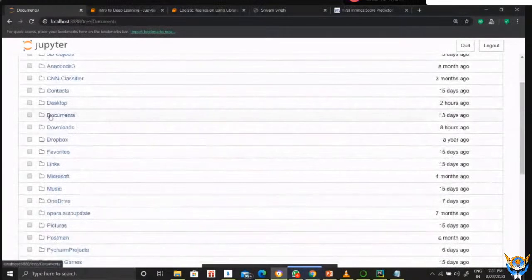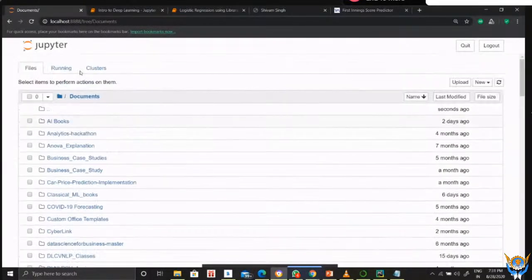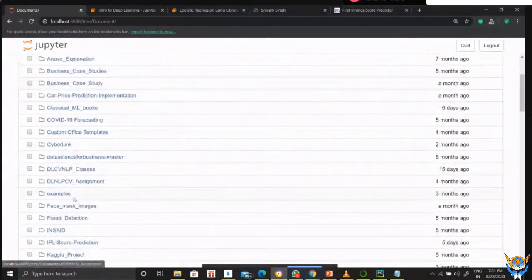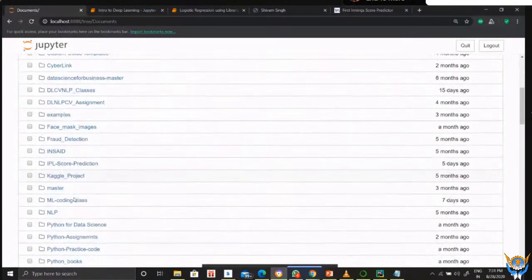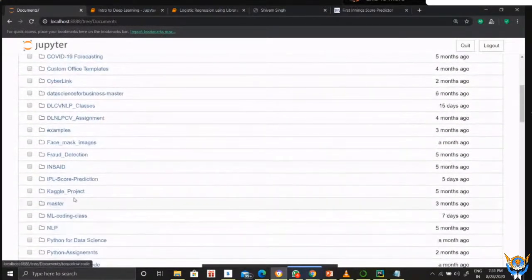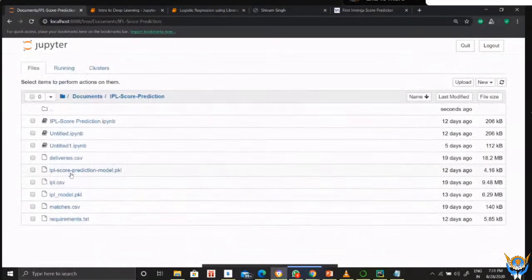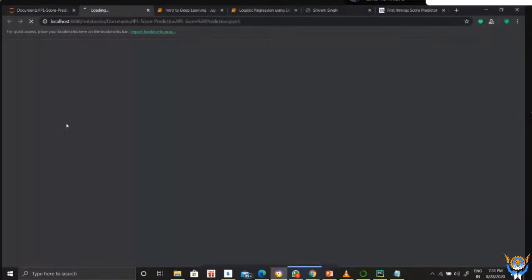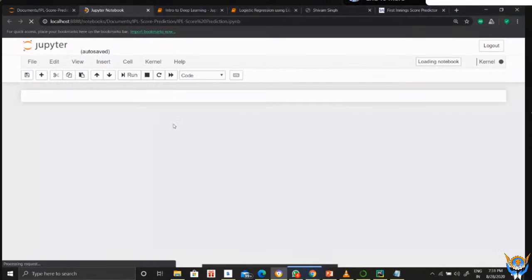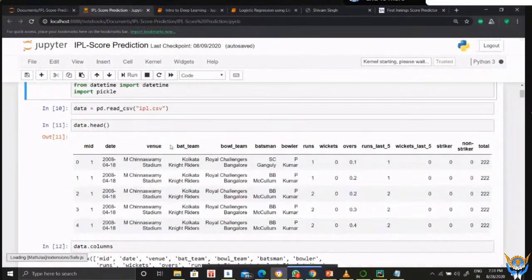And just wait for 1 or 2 minutes. Okay. Where is IPL? Yeah, score prediction. Okay, fine. So basically this is your CSV file.